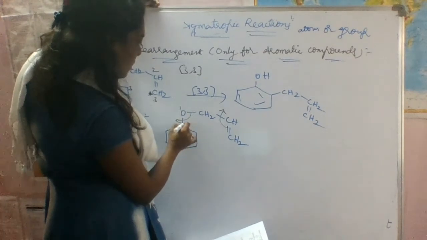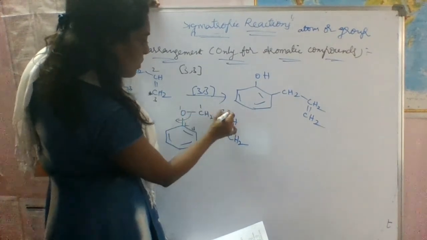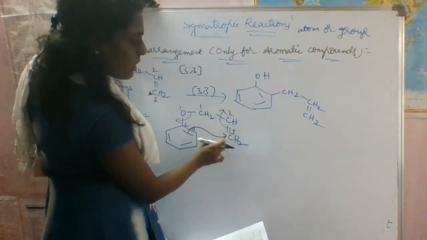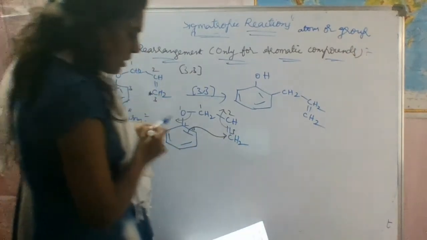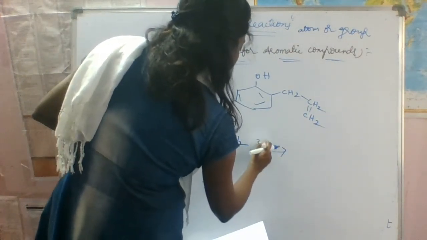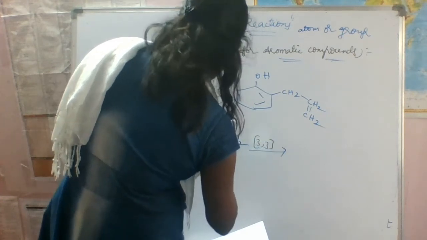Here we have to write 1, 2, 3, 1, 2, 3. So this double bond will get attached to this CH2. Then what will happen here? This is a 3,3 sigmatropic rearrangement.